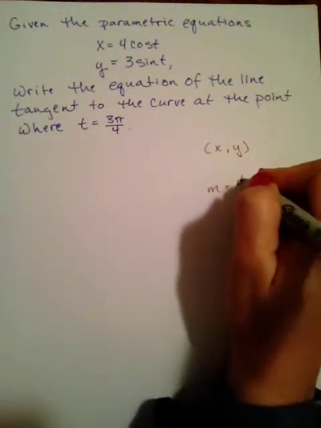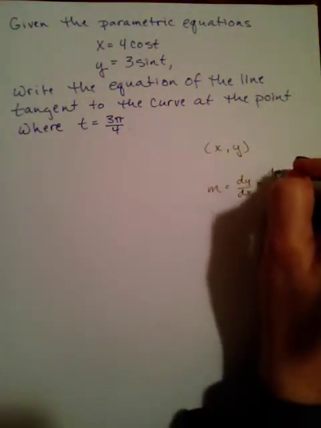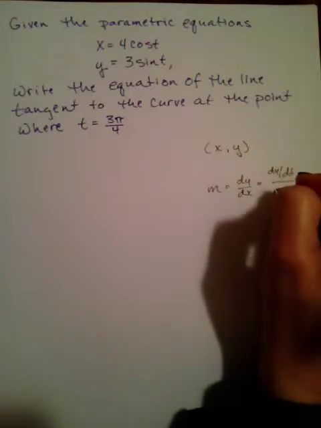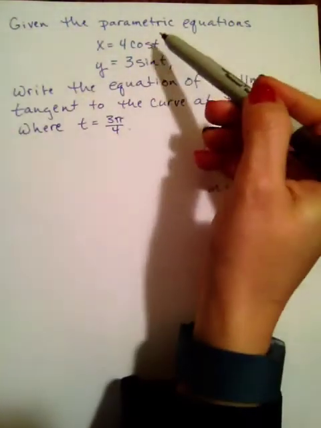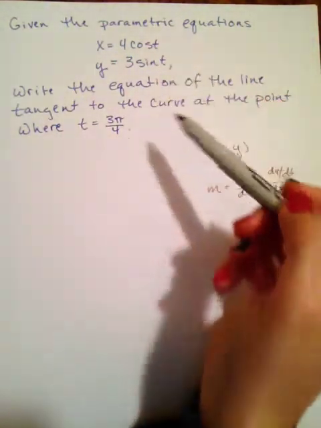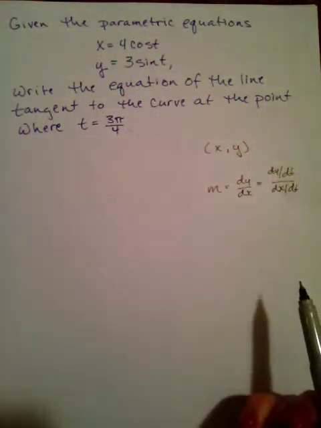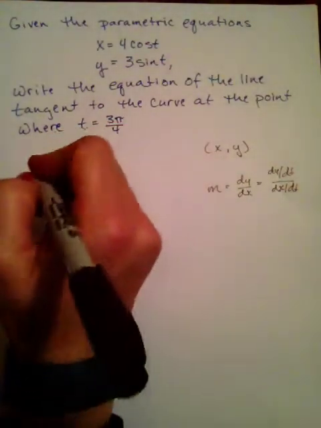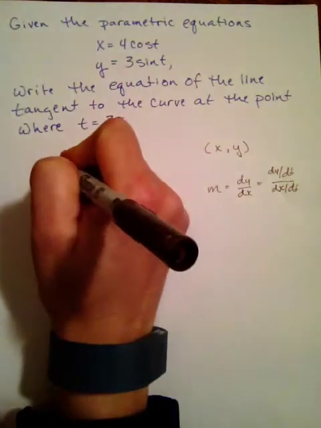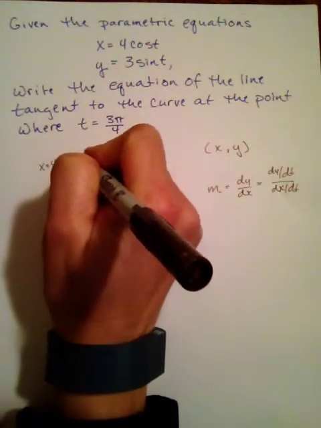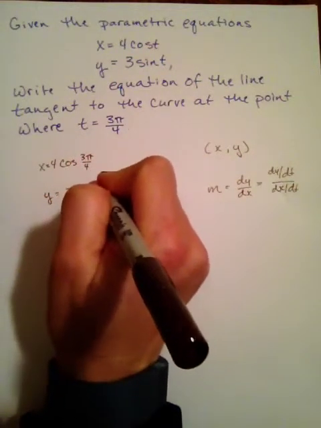Now our slope is going to be dy/dx, but we know in parametric form that's actually equal to dy/dt divided by dx/dt. Our point x and y are going to be given by the parametric equations. So we're looking at these equations when t equals 3 pi over 4. So we'll start with that. Our x will equal 4 times cosine of 3 pi over 4, and our y will equal 3 times sine of 3 pi over 4.